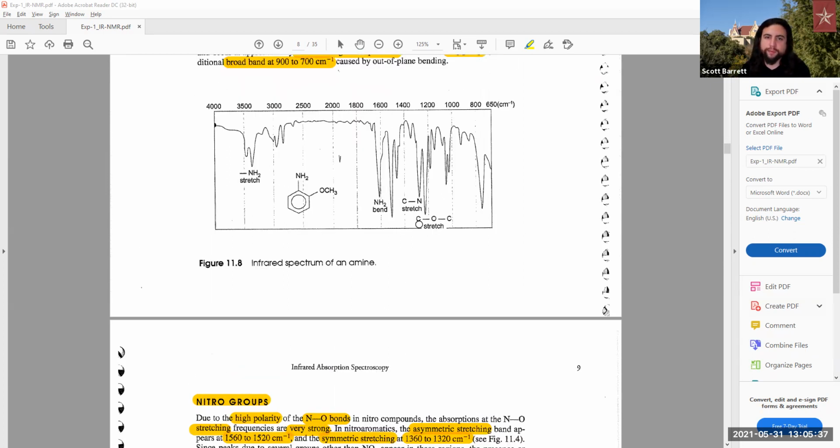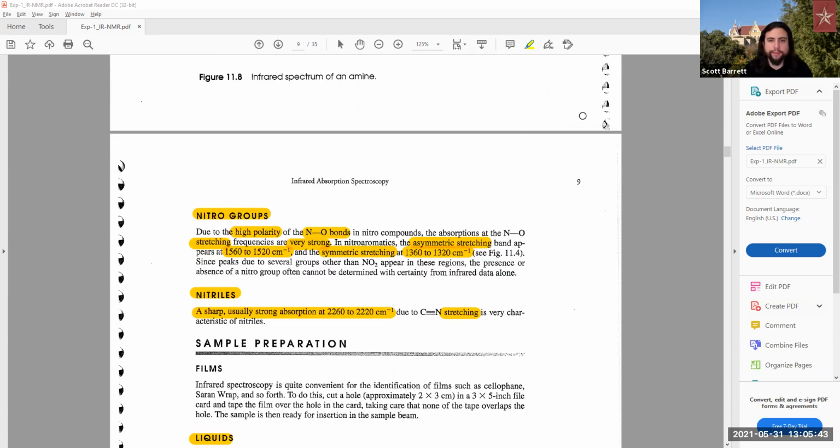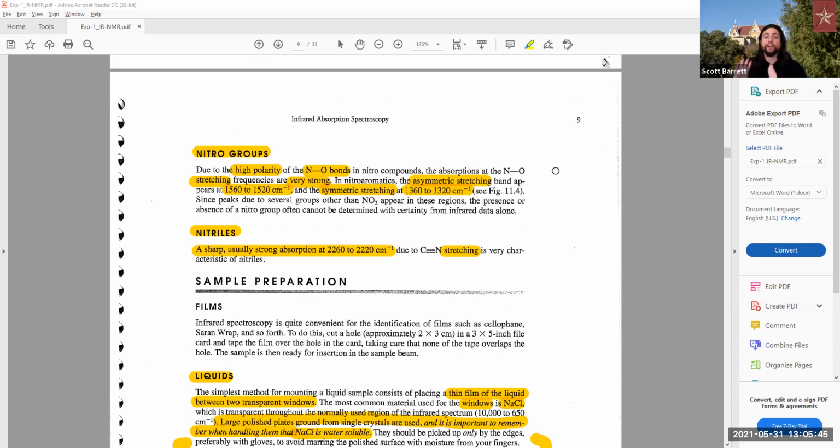So that's a very small example of it. If you need more examples, like I said, please go online to make sure to look through more of the examples given. So for nitro groups, very, very strong, very specific. They should have had their example that they used up above down here, but that's okay.